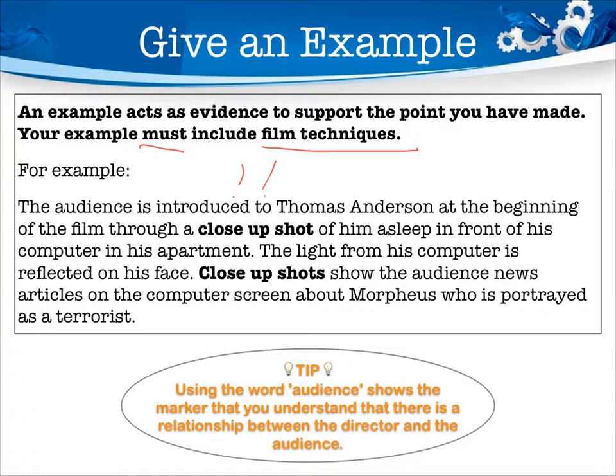The audience is introduced to Thomas Anderson at the beginning of the film through a close-up shot of him asleep in front of his computer in his apartment. The light from his computer is reflected on his face. Close-up shots show the audience news articles on the computer screen about Morpheus, who is portrayed as a terrorist. And here's your tip. Using the word audience shows the marker that you understand that there is a relationship between the director and the audience, that these techniques are included for you.